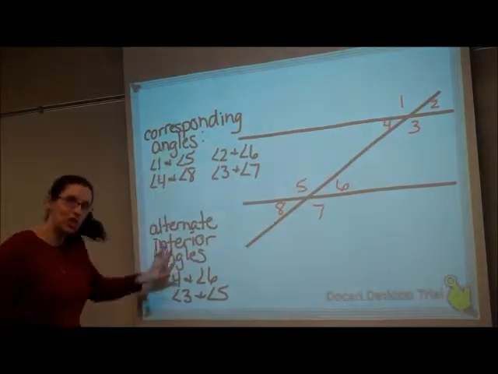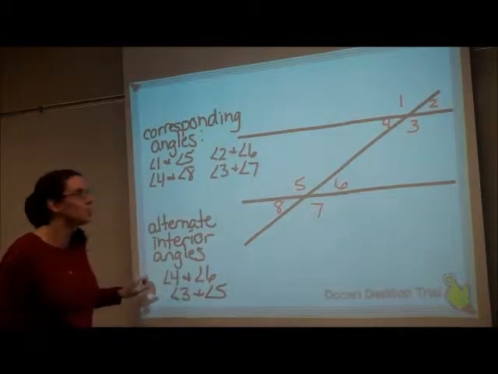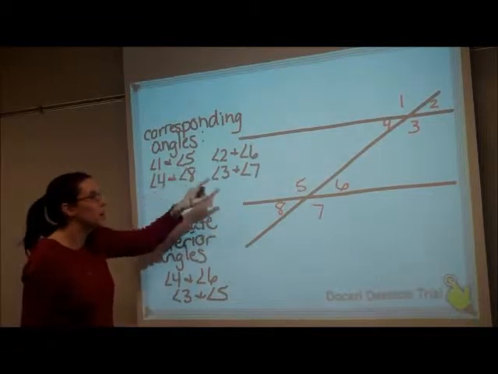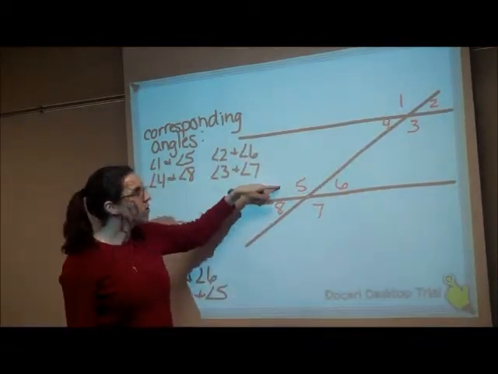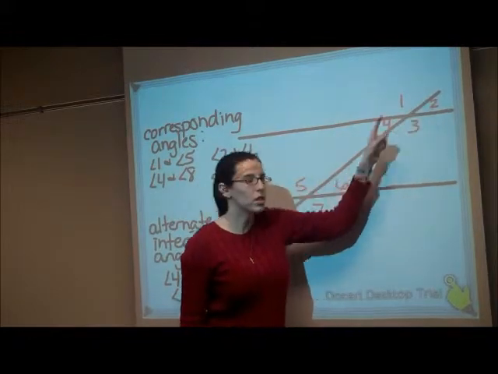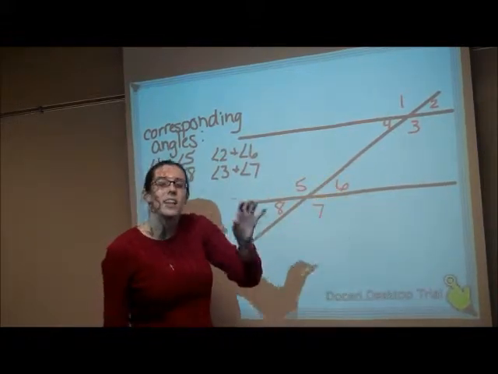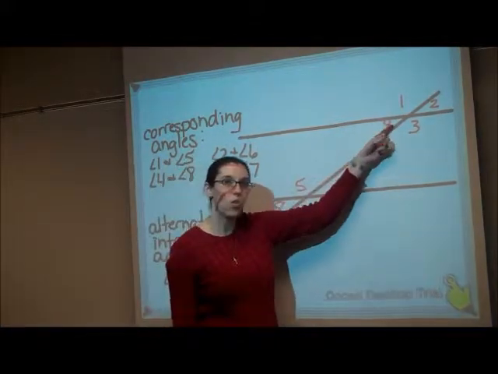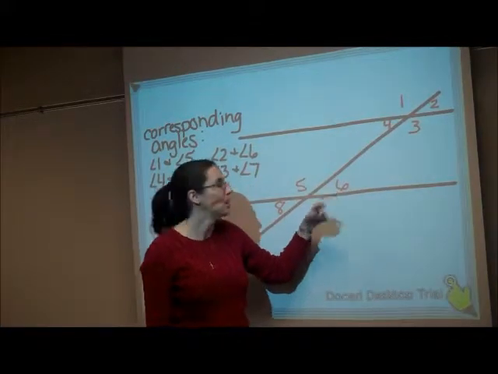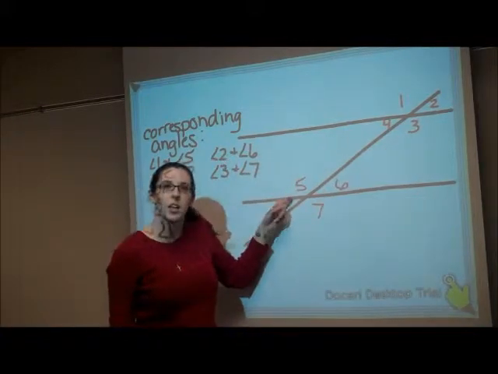Now what's special about both of these types of angles is that corresponding angles are congruent. Angle 1 is congruent to angle 5. Angle 2 is congruent to angle 6. The same thing works with the alternate interior angles. Angle 4 is congruent to angle 6. Angle 3 is congruent to angle 5.